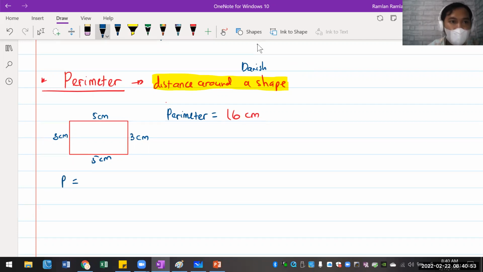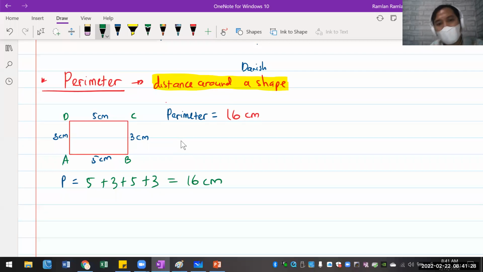So P will be equal to just, let's say I'm gonna name all the vertices. I'm gonna use the color maybe. Okay, so let's say this is A, B, C, and D. So basically, when we're talking about perimeter, if we start from A, we just go around the shape until we meet A again, right? There you go. So we just add all of the sides. So it's 5 plus 3 plus 5 plus 3, and that will be equal to 16 centimeter.